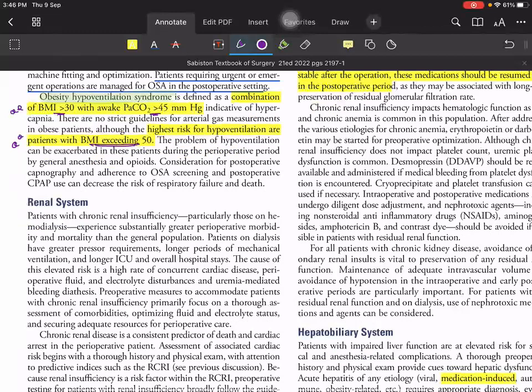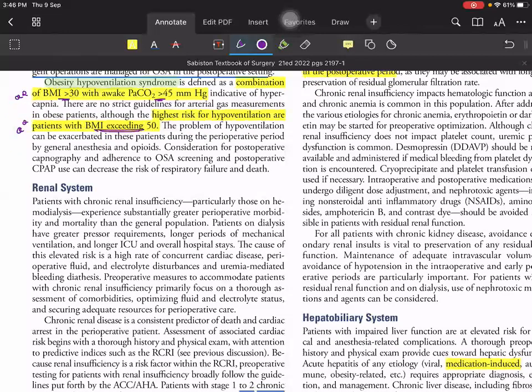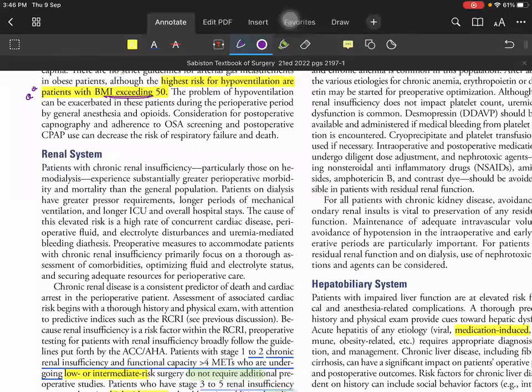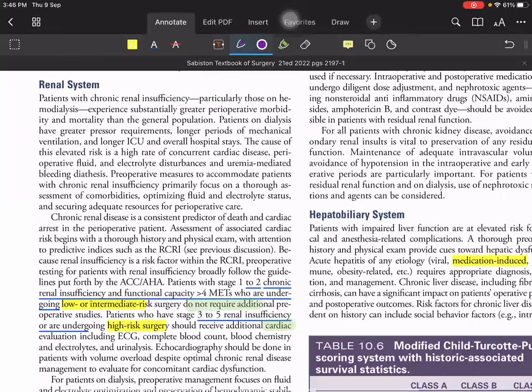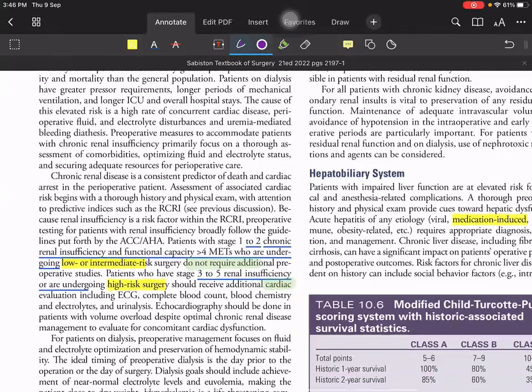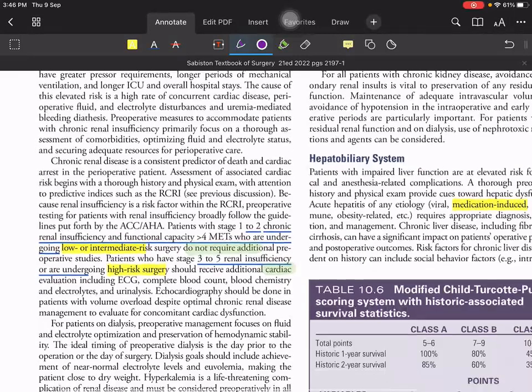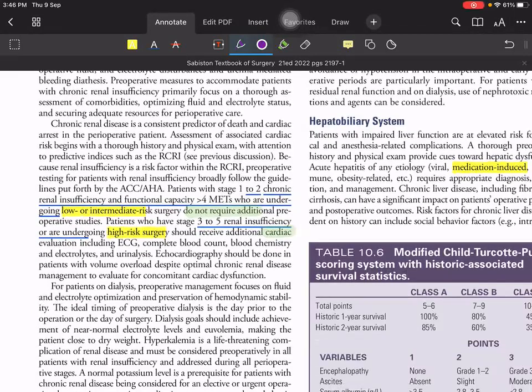What are the renal system points they are telling? So let's come to the renal system. Patients with stage 1 to 2 chronic renal insufficiency and functional capacity greater than 4 METs who are undergoing low or intermediate risk surgery do not require additional preoperative studies. Understood. So a patient with chronic renal failure stage 1 to 2 and functional capacity greater than 4 needs no workup.